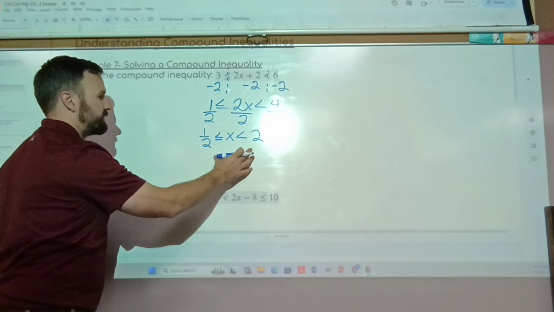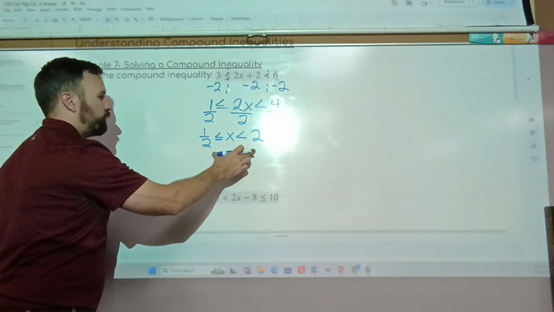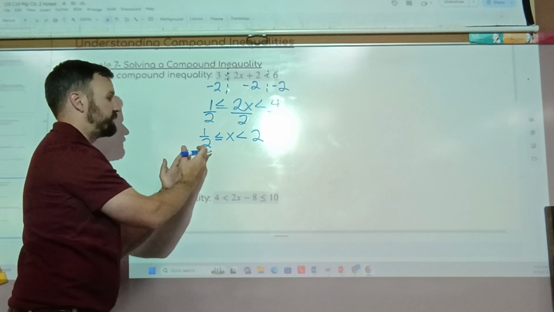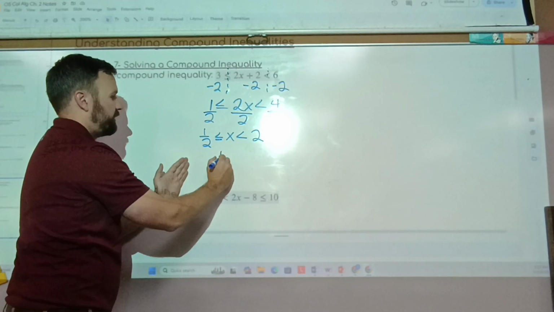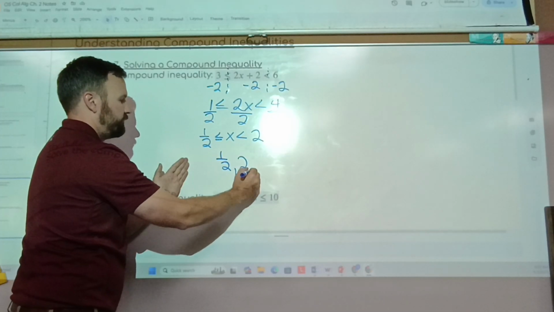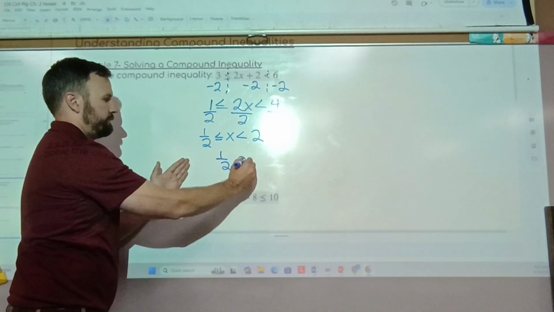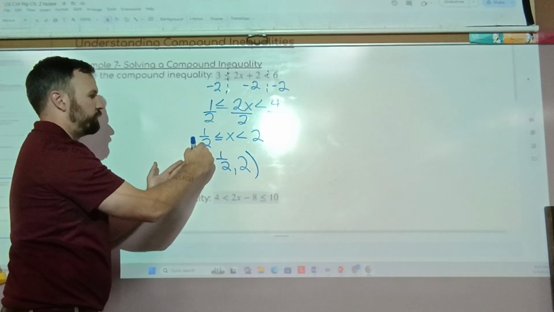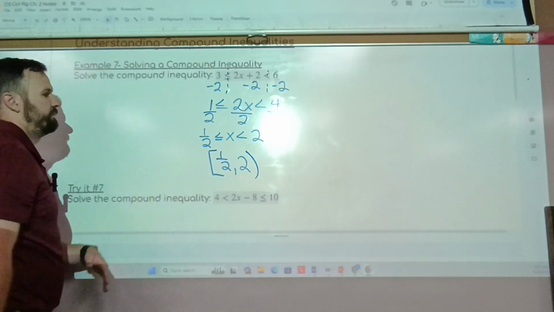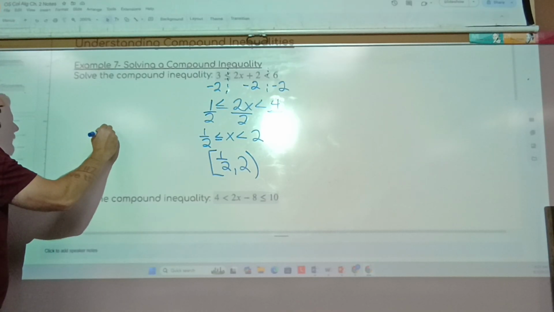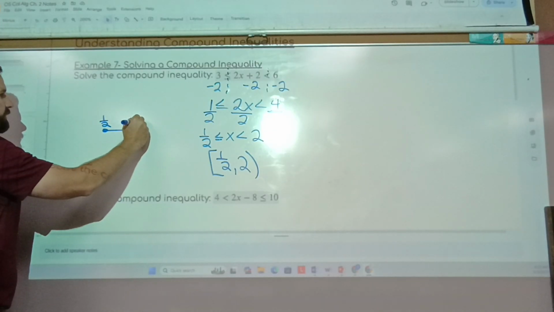If I have one like this, where x is in between, my interval's already set up. Like I already have a start point and end point, right? I'm starting at 1/2. I'm going to 2. Do I include 2? No. Do I include 1/2? Yes. So these are the ones you already have in interval notation, pretty much. And if you want to graph it, you're starting at 1/2. You're going to 2.